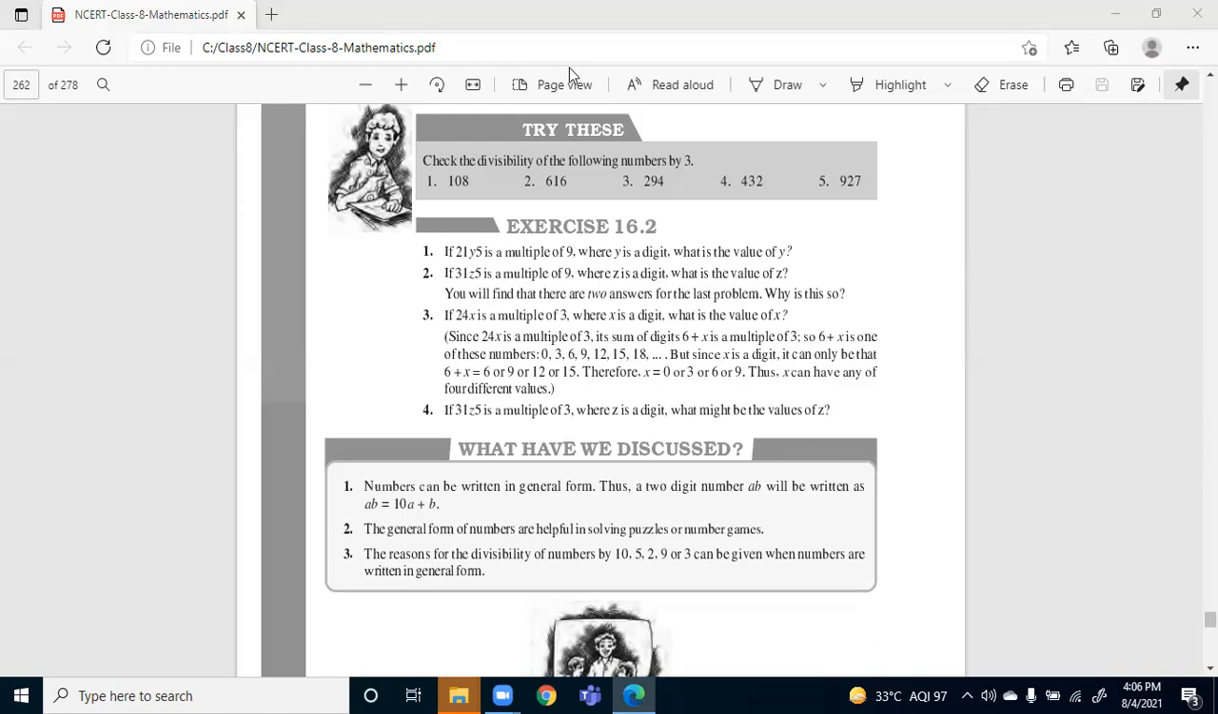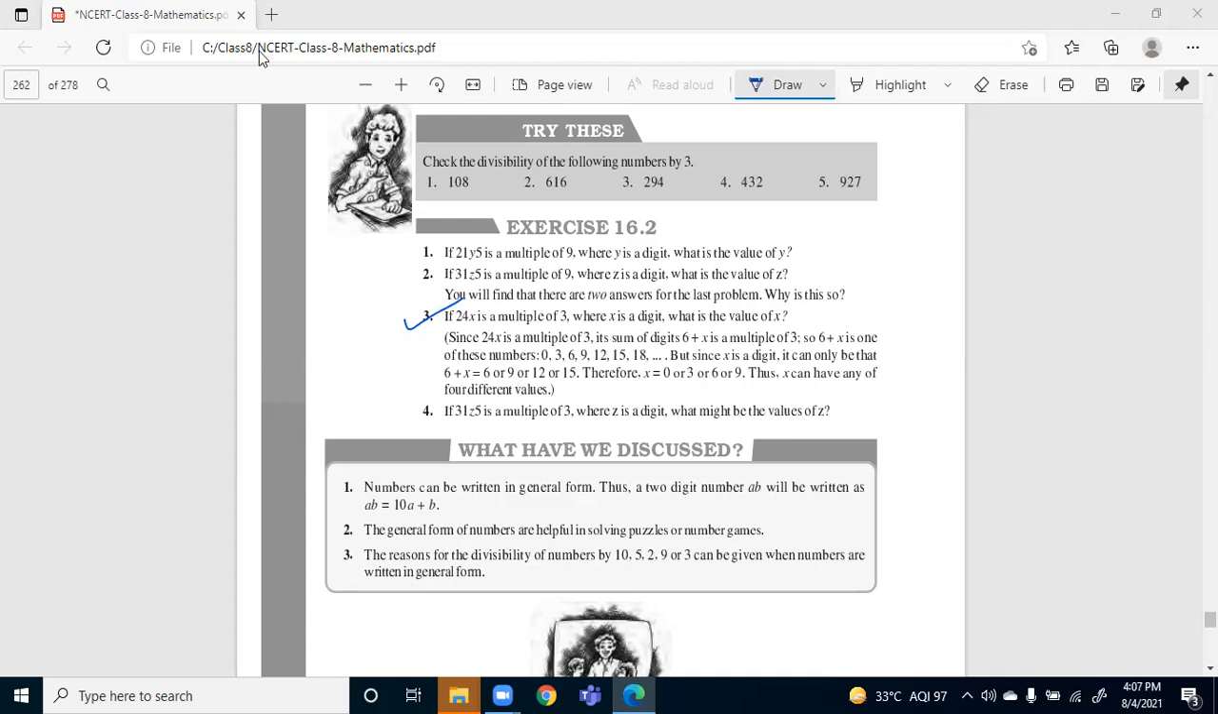Anmol, I have given question number 3 to solve. Ma'am, the value of x can be 3, 0, 6, 9. Now it is correct.